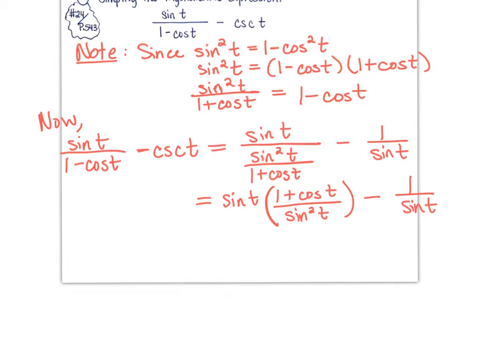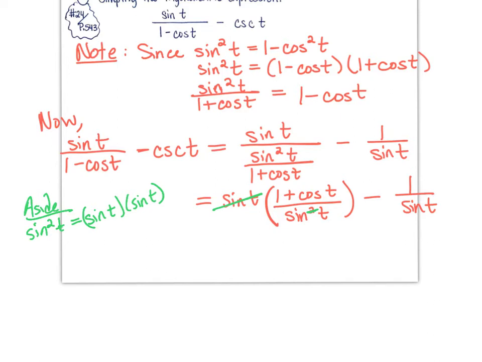Now, notice that we have a sine t here, and we have sine squared t, which means this is sine of t times sine of t. So one of those cancels out with that one and just leaves you 1. So on the side, remember that sine squared t is equal to sine of t times sine of t, right? So one of those cancels out. Does that make sense?